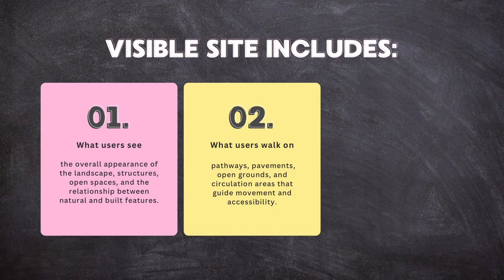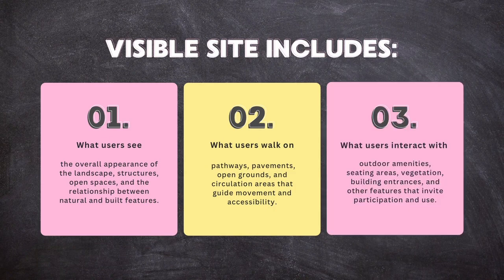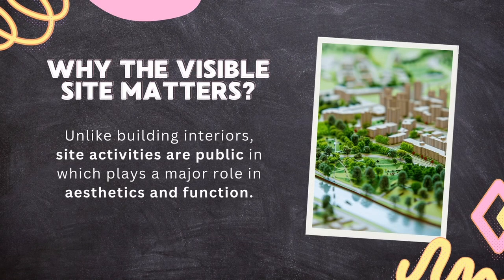What users walk on, which includes the pathways, the pavements, open grounds, and circulation areas that guide movement and accessibility. And what users interact with, such as the outdoor amenities, seating areas, vegetation, building entrances, and other features that invite participation and use. So why does the visible site matter?